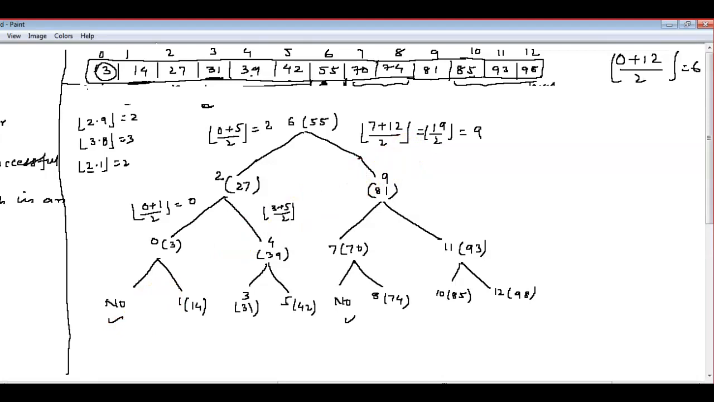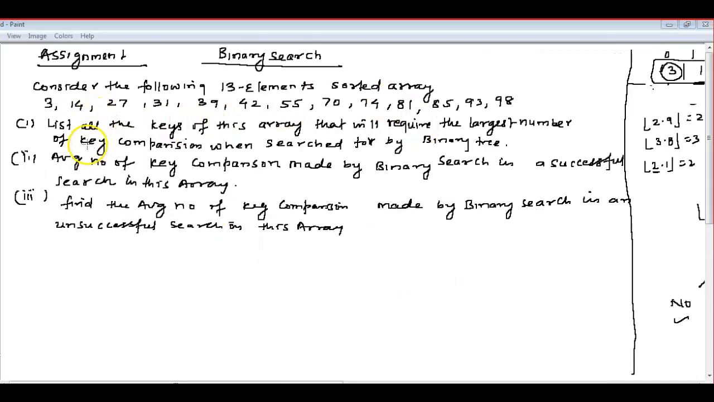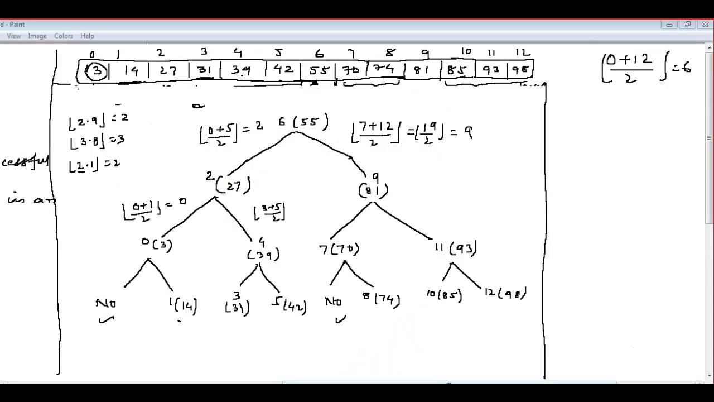What MCQ? Constructed the tree. The first question is, list all the elements in this array that will require the largest number of key comparisons when searched in the binary search tree.